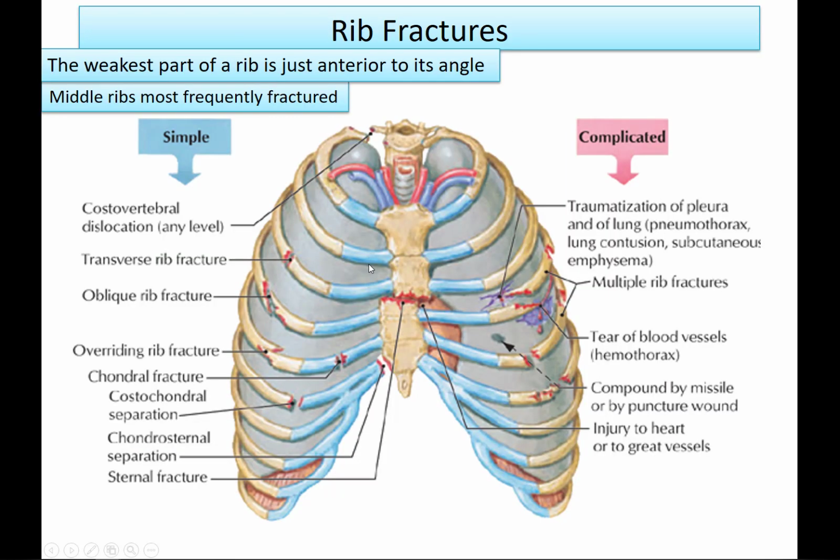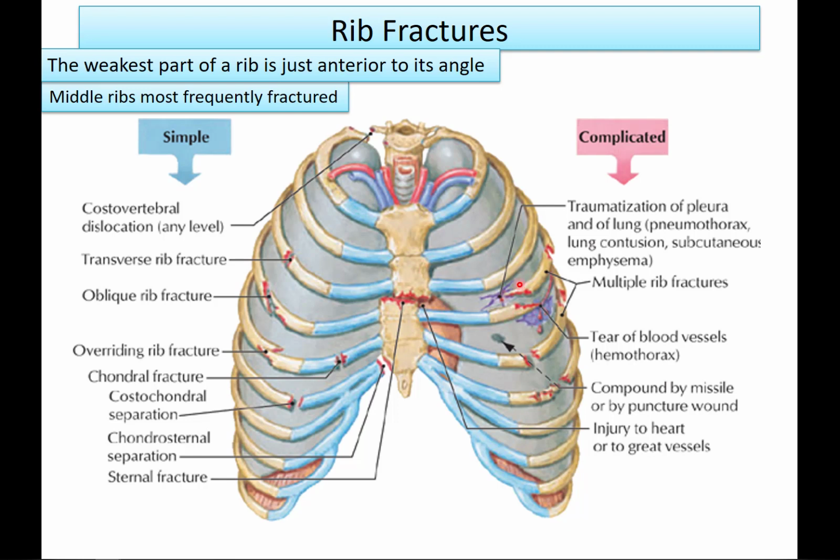Rib fractures, I might have mentioned that earlier. The weakest part of the rib is just around the anterior part of its angle. Middle ribs are the most frequently fractured ones, as you can see here. You have simple fractures, which would be, for instance, a transverse or oblique or an overriding rib fracture. You could also have a chondral fracture, that's actually over here, or a costochondral separation, which is the separation between the bony and the cartilaginous part of the ribs.